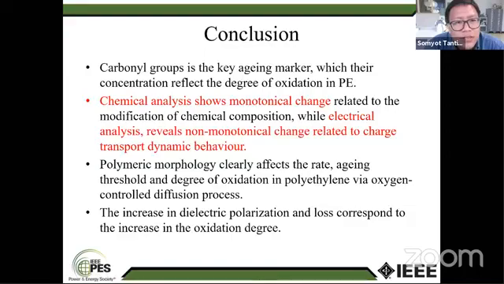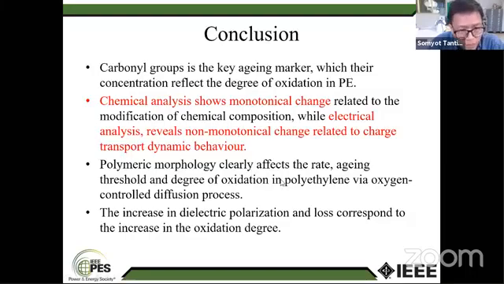And for the conclusion, we go to the conclusion. The carbonyl group is the key aging marker for this project, as presented in many journal papers, whose concentration reflects the degree of oxidation in PE. Chemical analysis shows monotonic changes, while the electrical analysis reveals non-monotonic changes. This is a disagreement between chemical changes and electrical changes. The trend is not the same.